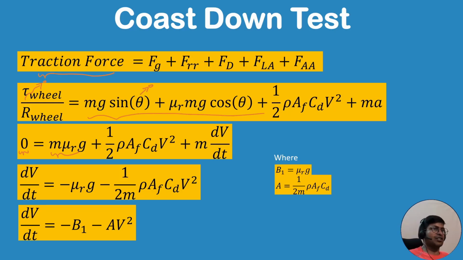And all the rest of the terms remain the same. I just converted this acceleration into dv upon dt, and after rearranging the terms, you end up with this. What is this term? dv upon dt is equal to minus b1 minus a v square. This is another constant, b1, equal to rolling resistance of the vehicle multiplied by the acceleration due to gravity, and the a we are already familiar with, which is equal to 1 by 2m into density into frontal area into drag coefficient. Now let's go forward.